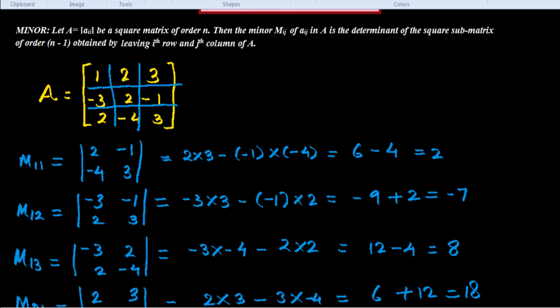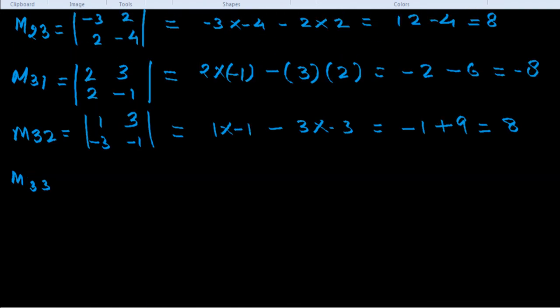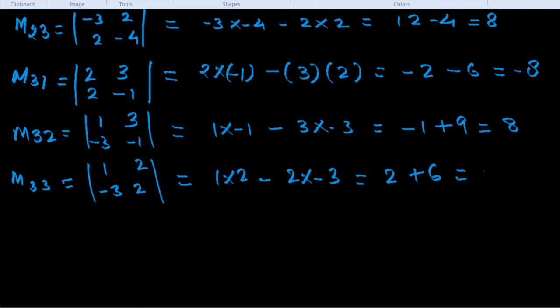So we have 1, 2 minus 3, 2. We have this. Now we simplify this. So it is 1 into 2 minus 2 into minus 3. So we get here 2 plus 6, which is 8 again. So we have got all the minors here.